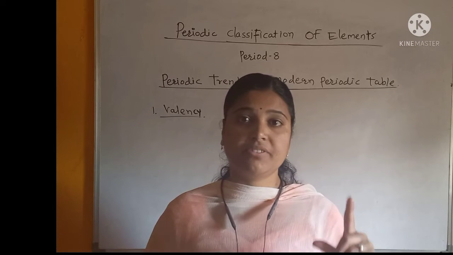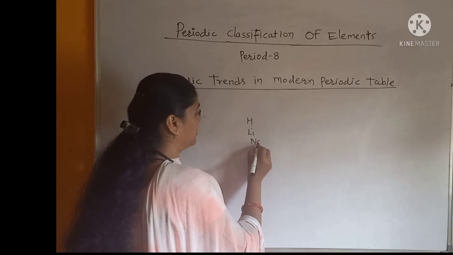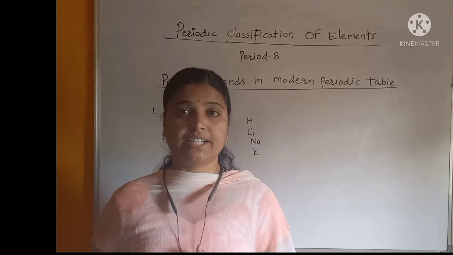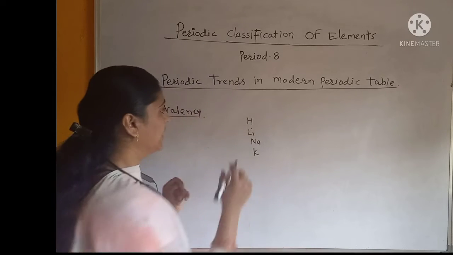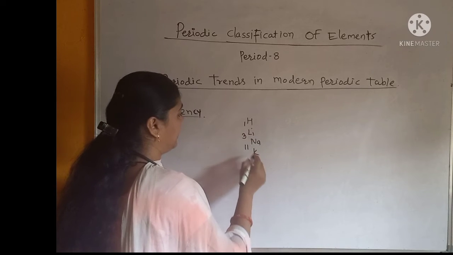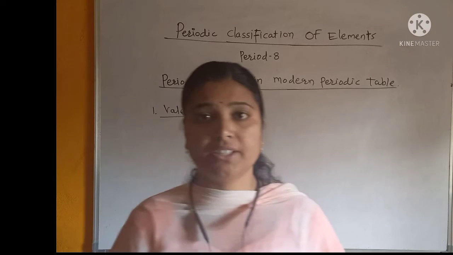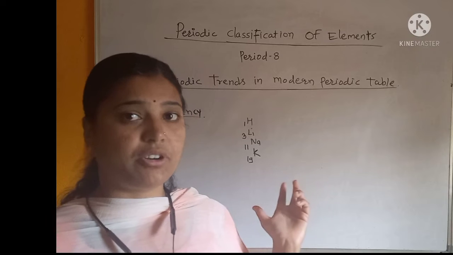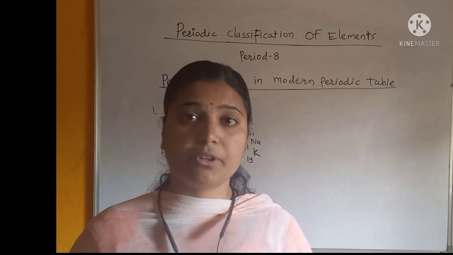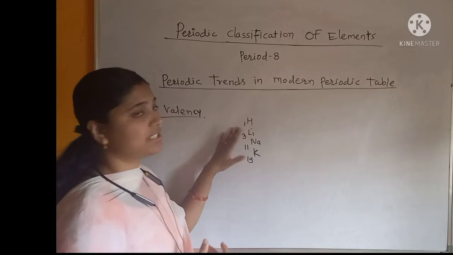We already saw that the first group elements like hydrogen, lithium, sodium, potassium all show a similar valency, that is, their valency is 1. The atomic number of hydrogen is 1, lithium is 3, sodium is 11 and potassium is 19. Atomic number is nothing but the number of protons, or the number of electrons, present in an atom.